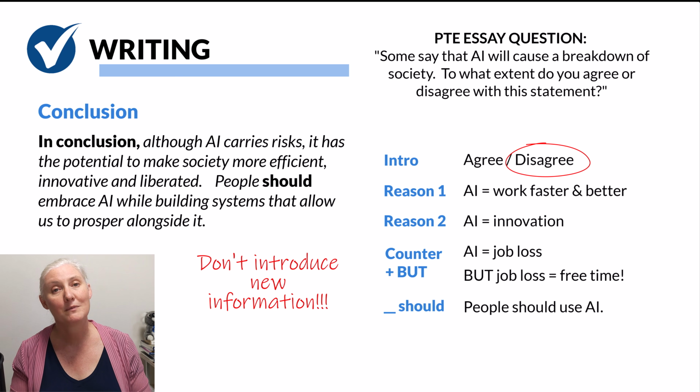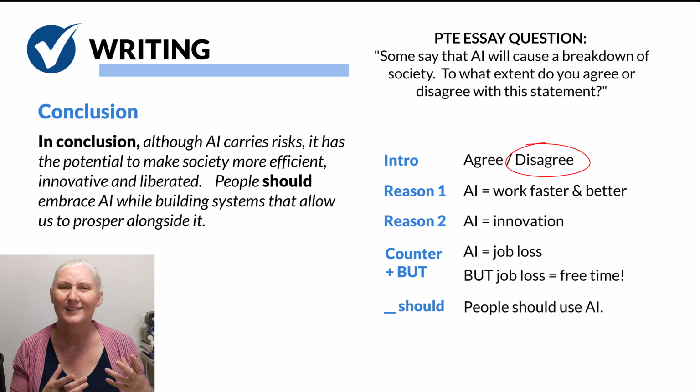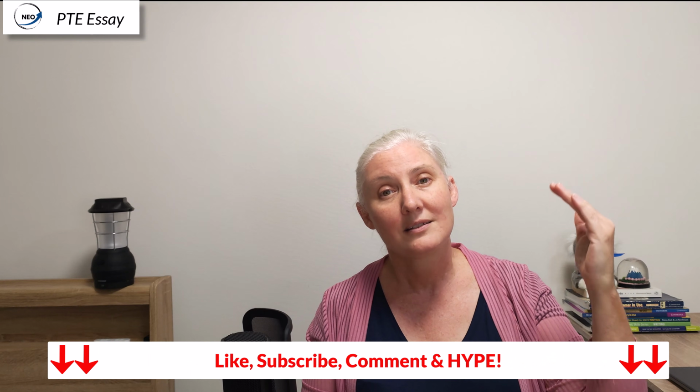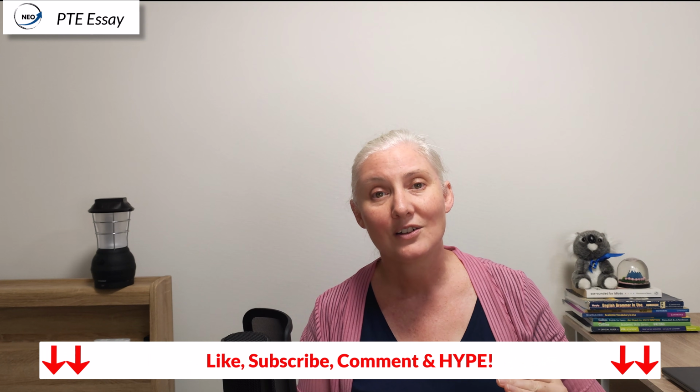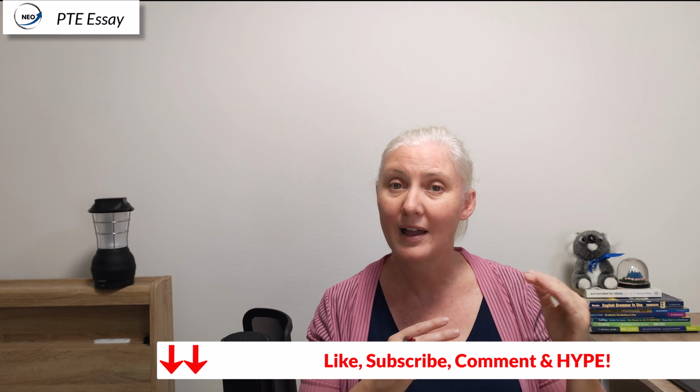So this is where I recommend the should sentence that we wrote in our plan, okay? People should, or governments should, or big business should, or schools should, somebody should do something. So here I'm going to say, people should embrace AI while building systems that allow us to prosper alongside it. Done. Okay? So that's a nice, simple way. And you can adapt this template to any question type, all right? It's a nice, simple way to do your essay.